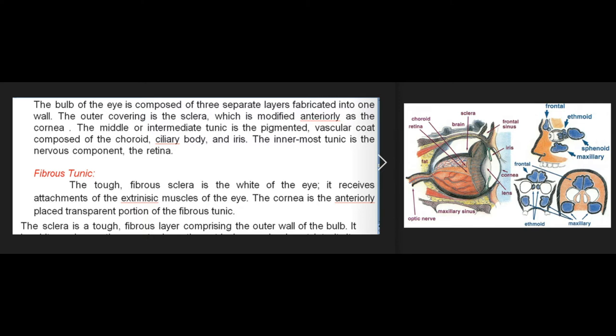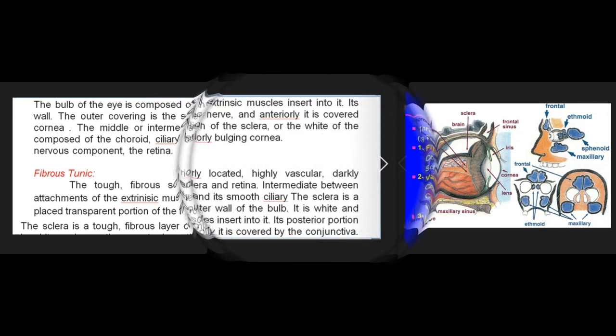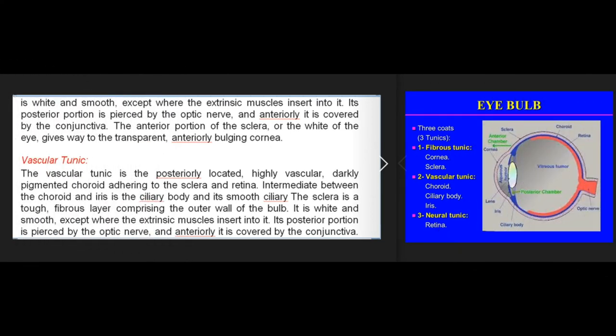Fibrous tunic. The tough, fibrous sclera is the white of the eye; it receives attachments of the extrinsic muscles of the eye. The cornea is the anteriorly placed transparent portion of the fibrous tunic. The sclera is a tough, fibrous layer comprising the outer wall of the bulb. It is white and smooth, except where the extrinsic muscles insert into it. Its posterior portion is pierced by the optic nerve, and anteriorly it is covered by the conjunctiva. The anterior portion of the sclera, or the white of the eye, gives way to the transparent, anteriorly bulging cornea.